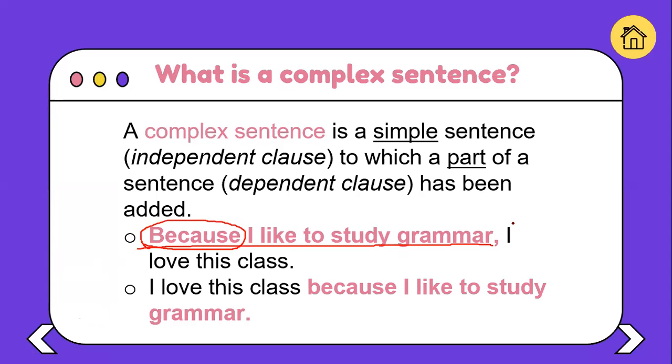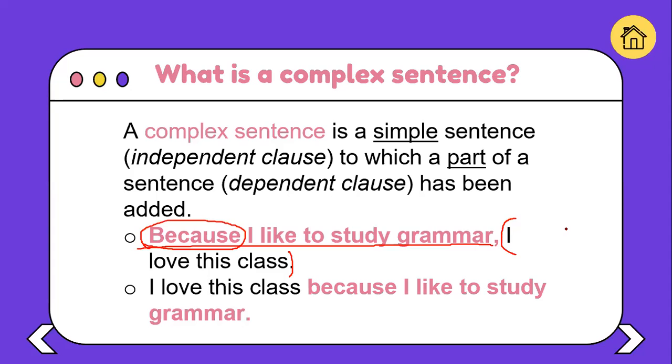But if you take the second part of the sentence, I love this class. It has a complete subject, it has a complete predicate, and it has a complete idea. Then it's not like a baby. No, it can stand alone. It's grown up, so it is an independent clause.